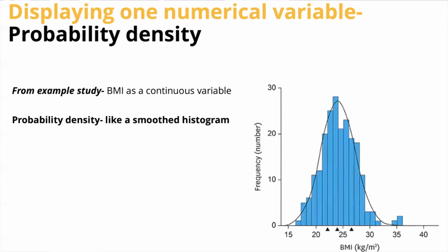Another way to display a numerical variable, and this is very similar to a histogram, is using a probability density curve. I probably should have put these slides side by side. Again, we're using BMI as a continuous variable as our example. A probability density curve essentially draws a smooth line over the histogram, so it shows the relationship a little more easily than a histogram might. So that's another way to display a numerical variable.